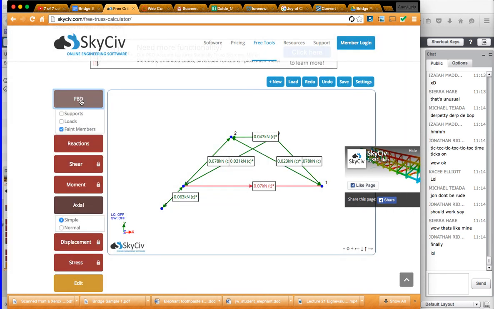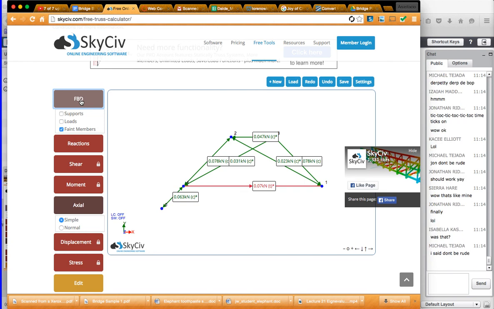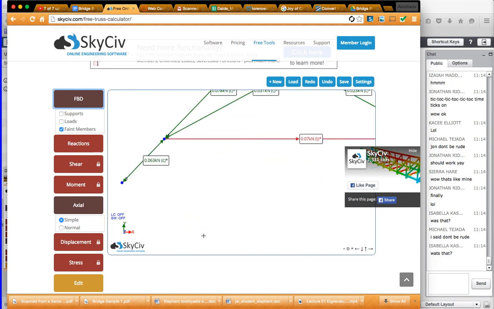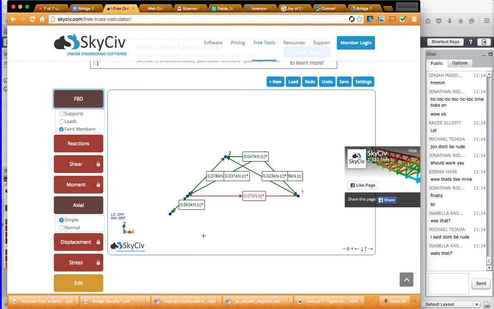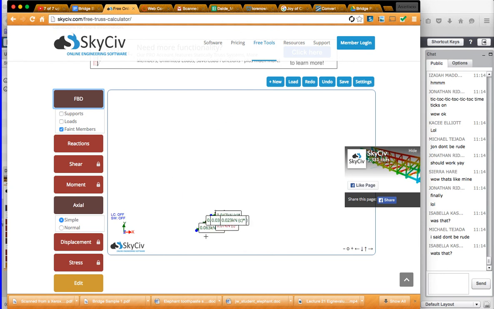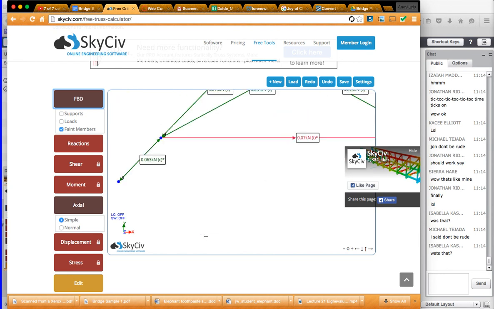Alright. I'm sorry that my bridge is a little funky. I don't know what happened there. Let's look at this bridge. So what I want to do is take a look at this thing real quick.